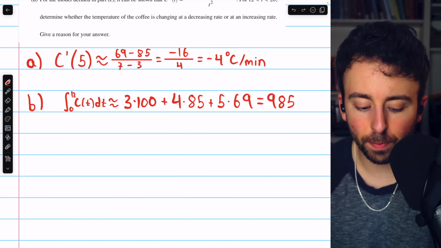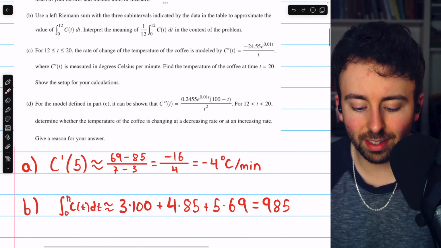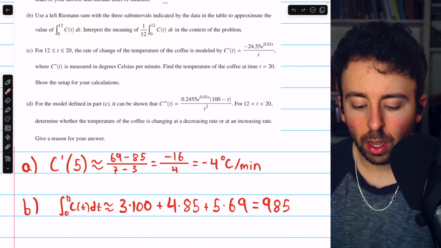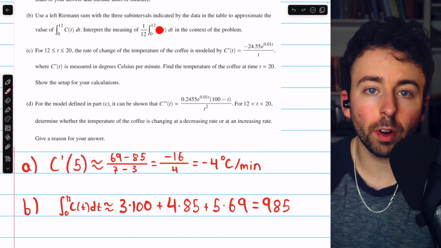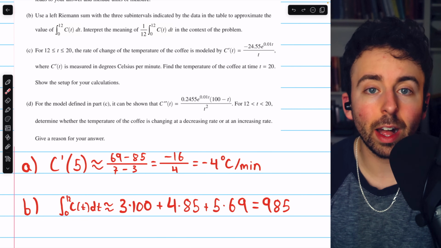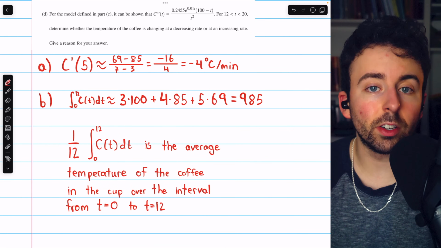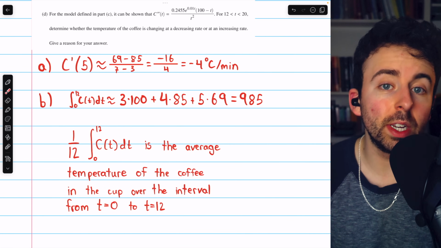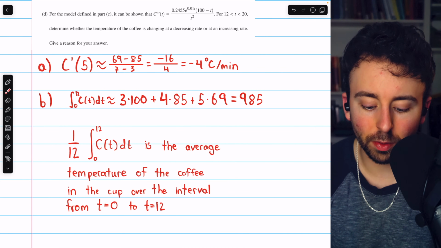That's the approximation. But we're not done with part B, because part B also asks us to consider the integral we just approximated divided by 12. What's the meaning of that thing? Well, it's adding up the temperatures from 0 to 12, and then dividing by the length of the interval, dividing by 12. That's how you calculate average temperature. It only asks us to interpret this expression. It doesn't ask us to approximate it, though if we did want to approximate it, we could simply take 985 and divide by 12.